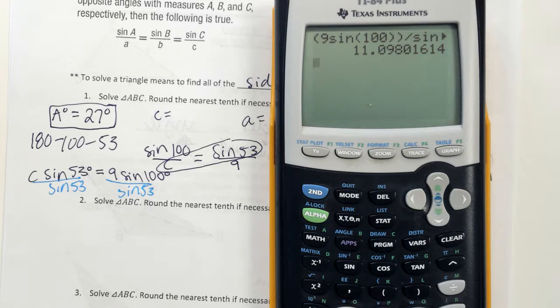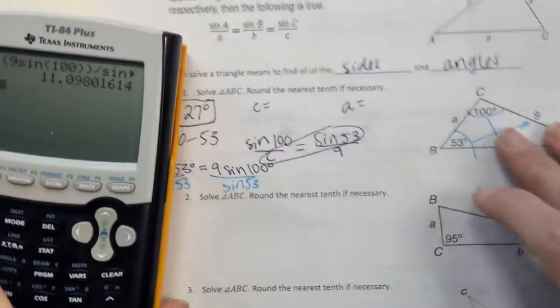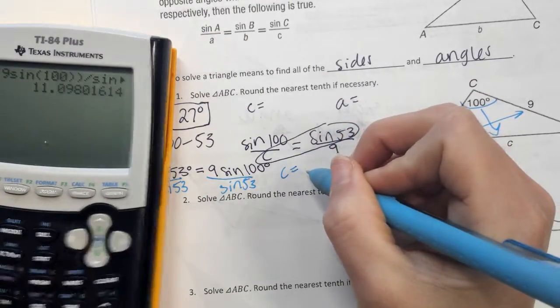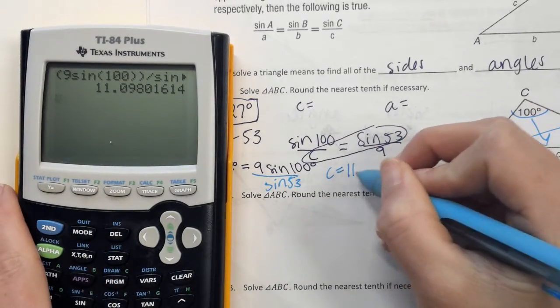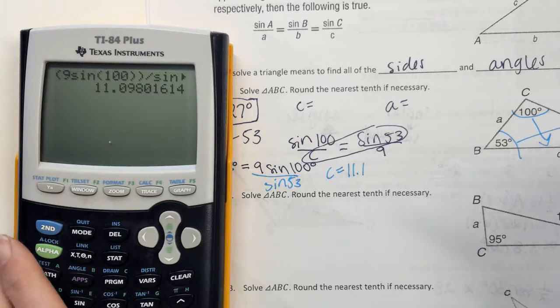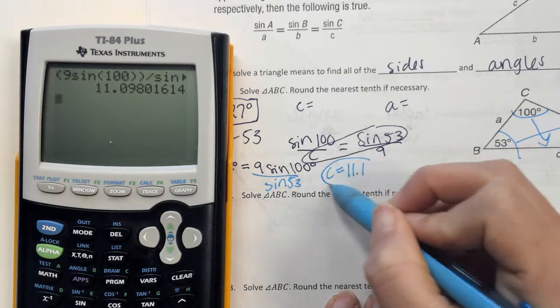Alright. So side C right here, and let's round to the nearest tenth. Could you not just do 100 times 9 and then get the answer? Yeah, same thing I just did. So C is 11.1.